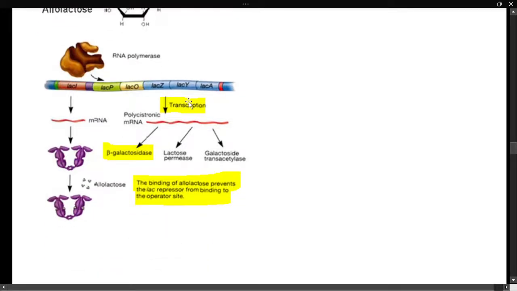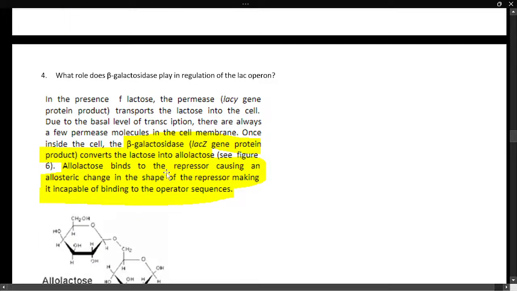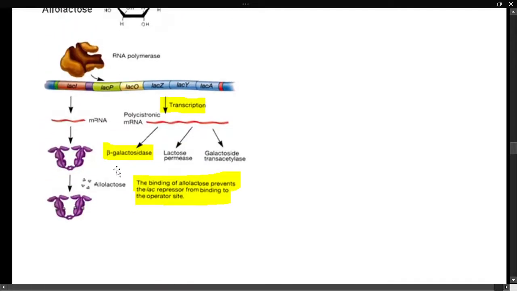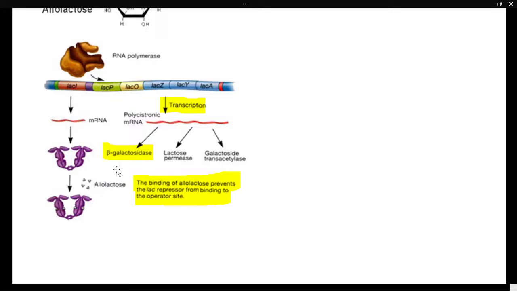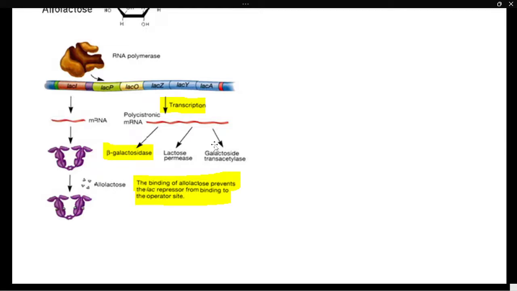There's more to it than that. Transcription, and then it goes to this mRNA. Then it makes this beta whatever. And then from there, as we mentioned earlier, it converts lactose into allolactose. And this specifically binds to the enzyme, changing its shape and making it impossible for it to bind on the lac operon. So this basically says, don't get in the way. We have what we need. Stay out of this.